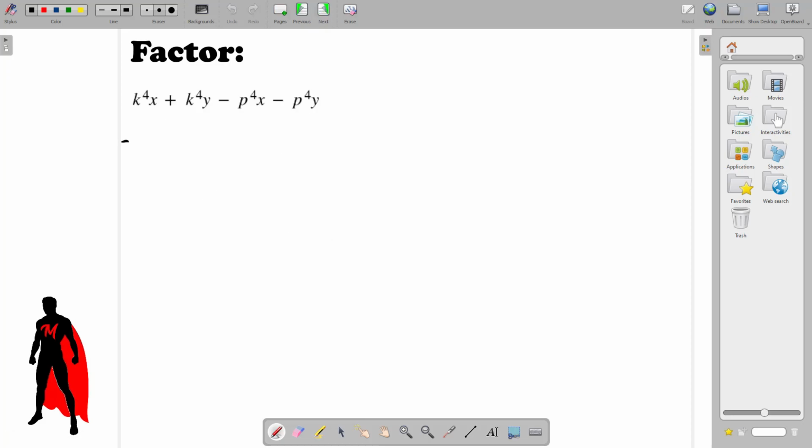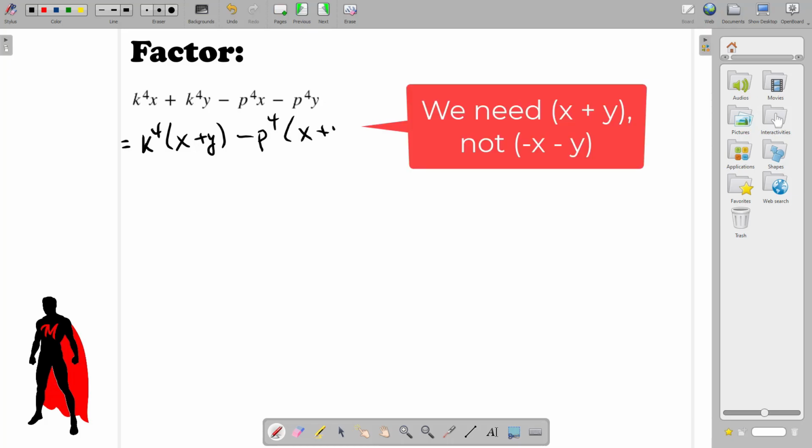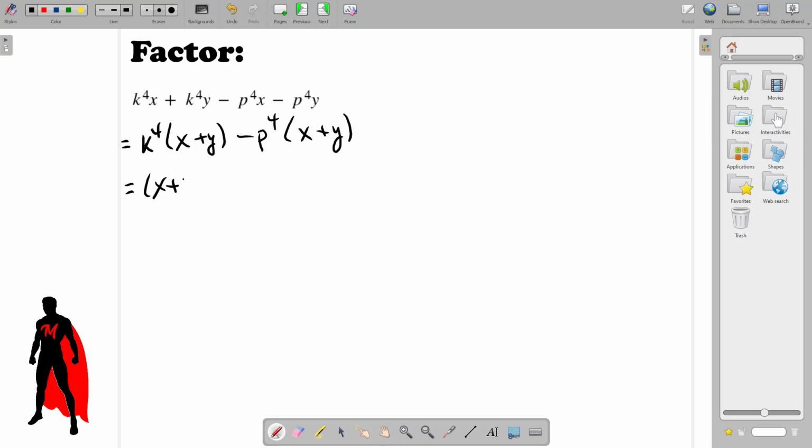Okay, here I have a k to the 4th and a k to the 4th. And if I factor that out, I get x plus y. And here I can factor out a negative p to the 4th, and I'm also left with x plus y. Be careful here. Negative p to the 4th times positive y is a negative p to the 4th y. Now I'm going to factor the x plus y out, and I'm left with k to the 4th minus p to the 4th.